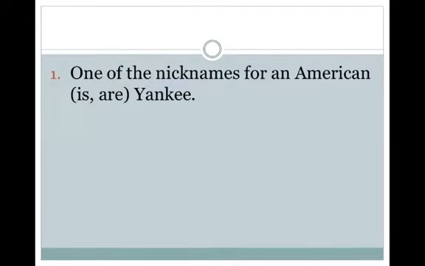Number 1. One of the nicknames for an American is or are Yankee. In this sentence, the subject is one. And remember, one is always singular, so we are just going to use a singular verb, is. One is, or we could say it is.